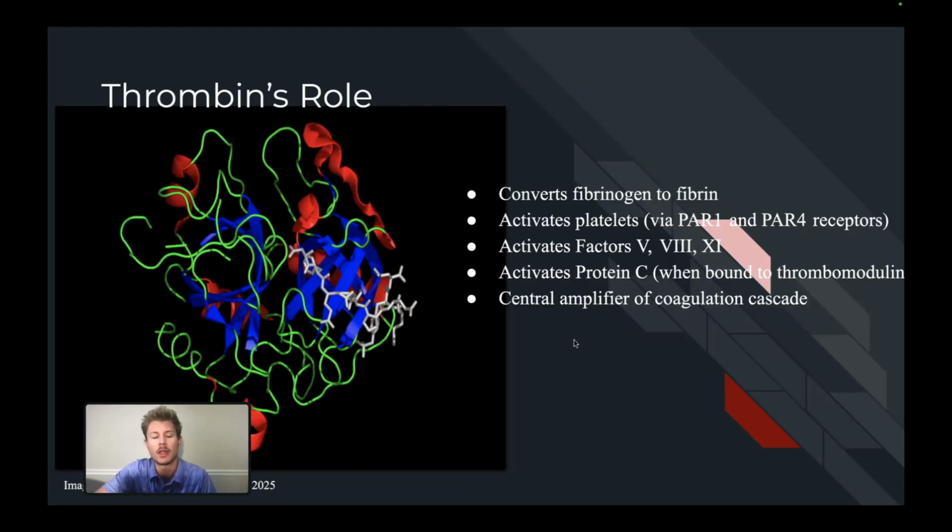Now that we understand how a stable clot forms, let's take a closer look at the clot itself. As we just discussed, thrombin is the protein responsible for converting fibrinogen to fibrin. However, thrombin is more than just a fibrin converter. It is the central amplifier of coagulation. It activates factors 5, 8, and 11, and also activates platelets via PAR1 and PAR4 receptors. In addition, thrombin binds to thrombomodulin on endothelial cells to activate protein C, helping regulate clot formation. Thrombin bridges procoagulant and anticoagulant roles, ensuring clot formation is tightly controlled.